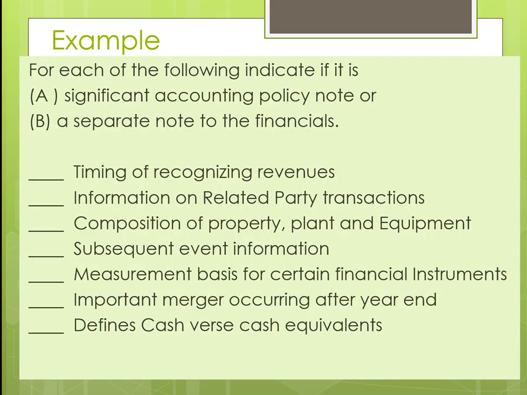So let's look at an example. A, it's a significant accounting policy note, or B, it's a separate note to the financials. So, timing of recognizing revenues would be A. Information on related party transactions would be B. Composition of property, plant, and equipment would be B. Subsequent event information would be B. Measurement basis for certain financial instruments would be A. Important mergers occurring after year-end would be B. And define cash versus cash equivalents would be A.